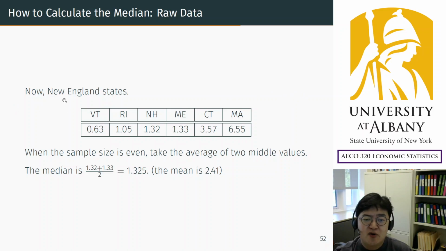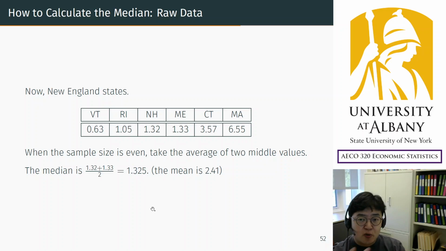Now I'm going to consider the New England states. There are 6 states, and I already ordered the states from the smallest to the largest. There is no middle, right? So the middle ones are these two, New Hampshire and Maine. What we are going to do is take these two states and take their average, right? Take the middle of the middles. So the median is calculated as 1.325. Okay? In this subsample, if you calculate the mean of the 6 states, it is again different from the median. The mean is 2.41, while the median is 1.325.